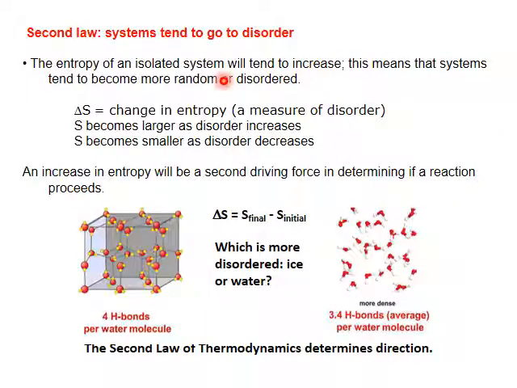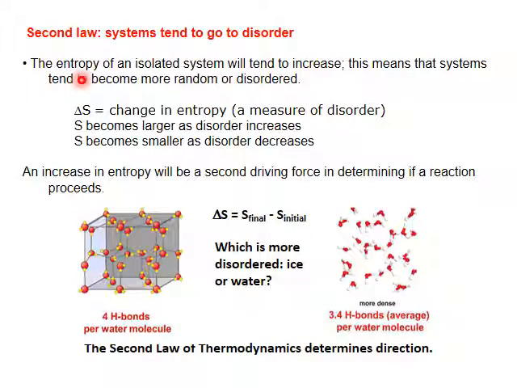The second law of thermodynamics states that systems tend to go to disorder. So this is an easier one to keep in mind, because everything tends towards disorder. So the entropy of an isolated system will tend to increase. It'll tend to become more random or disordered. It takes energy to keep things ordered.